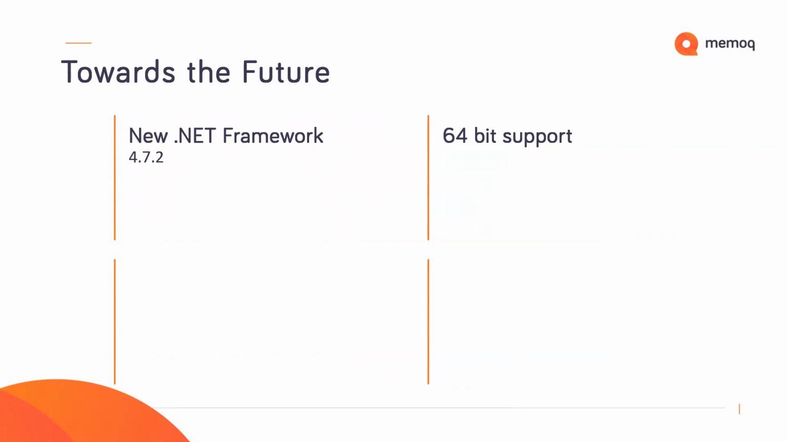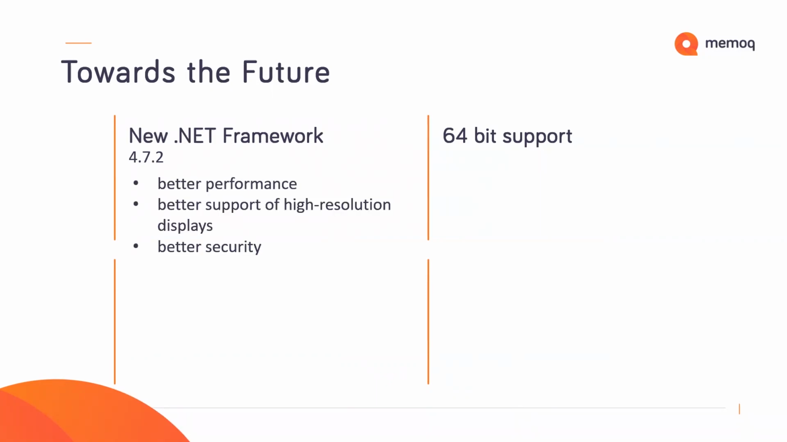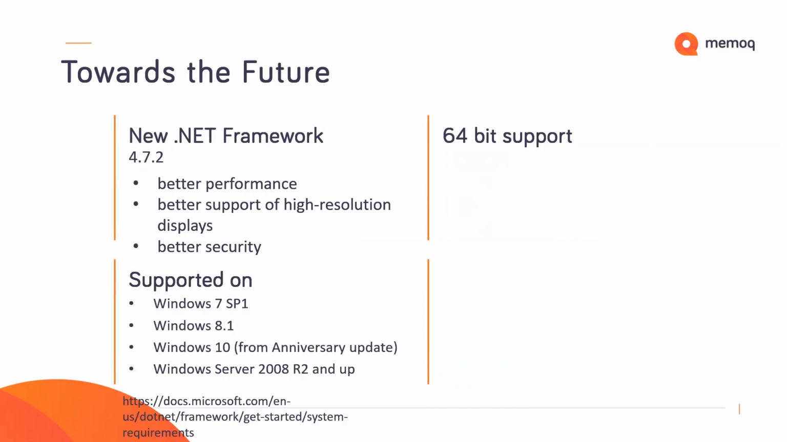This is just a technical change that will allow us as the company and developers to use the new features that Microsoft offers. Also this will give you better performance and better support of high resolution displays, and also better security. You really don't need to be afraid of this, because this .NET framework is supported on Windows 7 Service Pack 1, on Windows 8.1, Windows 10, and then Windows Server 2008.